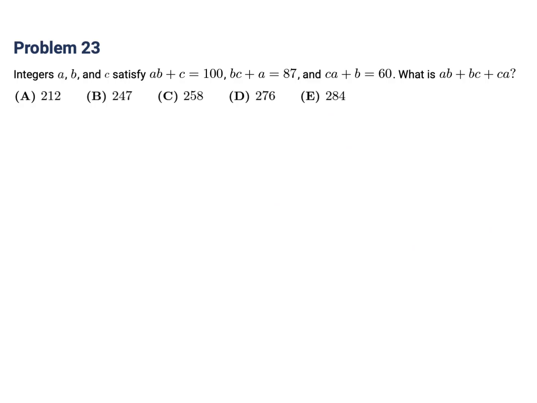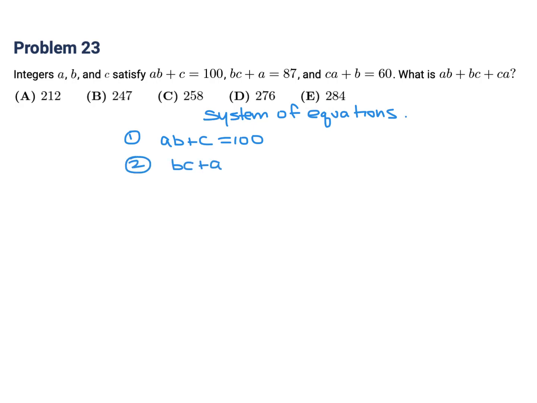Integers a, b, and c satisfy ab plus c is 100, bc plus a is 87, and ca plus b is 60. What is ab plus bc plus ca? All right, so we got a system of equations here. Okay, shouldn't be too bad, hopefully. So the first one is ab plus c is 100. The second one is bc plus a is 87. And the third one is ca plus b is 60.